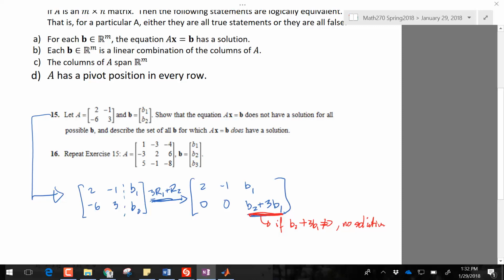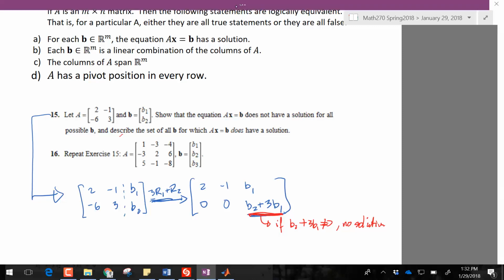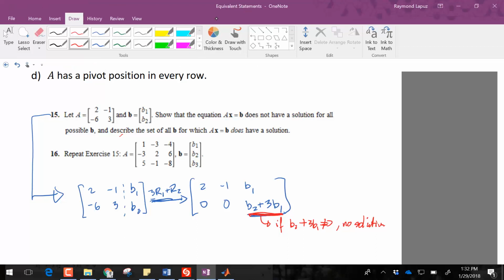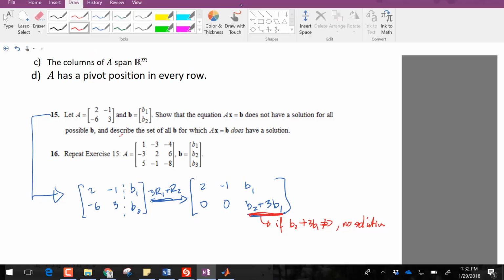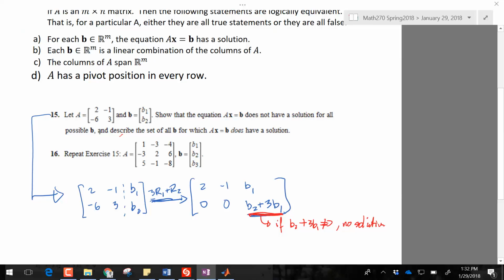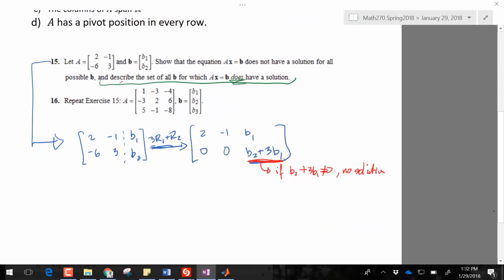However, we do have some possible solutions for this. So we do have solutions for this if B2 plus 3B1 is equal to 0.